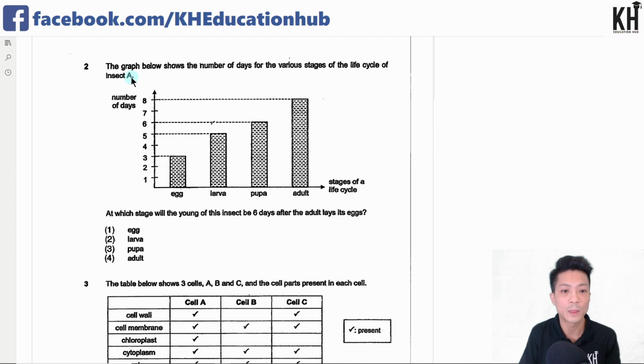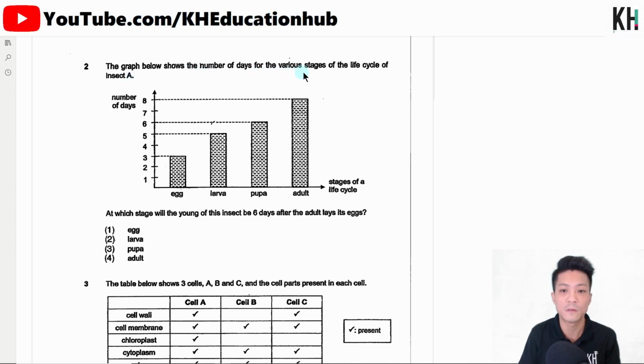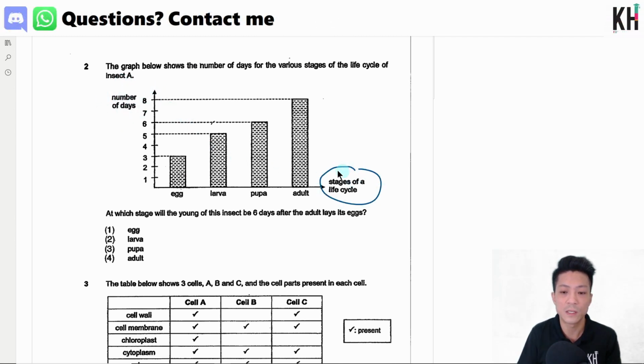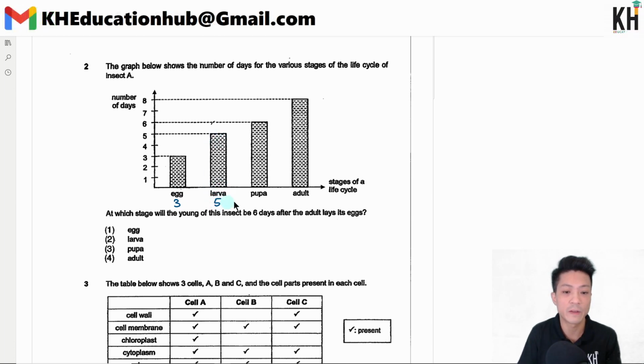Question 2. The graph below shows the number of days for various stages of the life cycle of insect A. So the graph shows the number of days versus the stages of a life cycle. We have the egg that spans 3 days. We have the larva that spans 5 days. Pupa will span 6 days, and the adult will span 8 days.